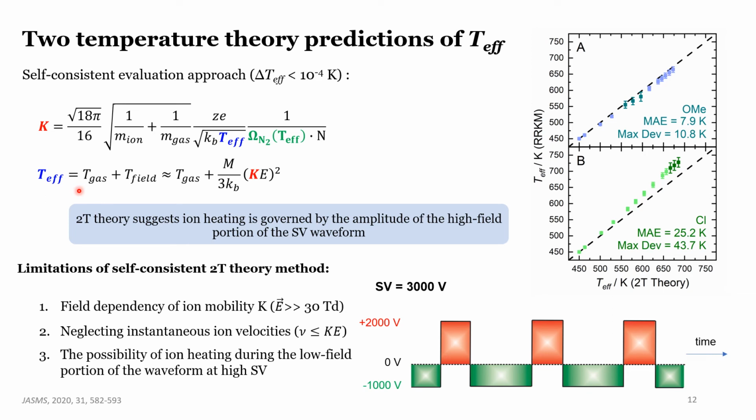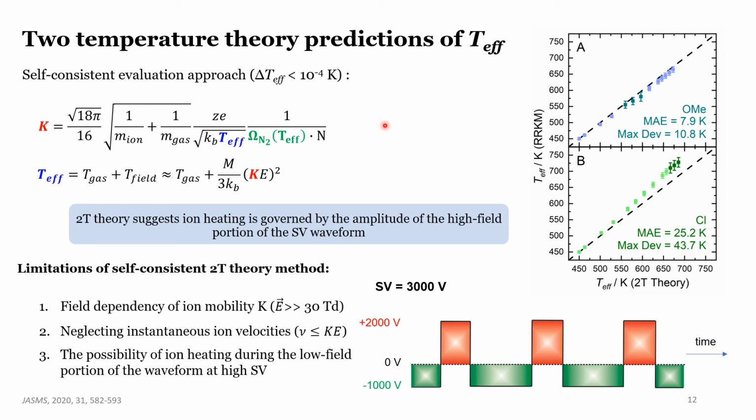This new effective temperature is then used to re-evaluate K using the Mason-Champ relation, which is then subbed back into the two-temperature theory expression to obtain a new effective temperature at that particular field strength. This process is completed iteratively until effective temperatures agree between iterations to 10 to the negative 4 Kelvin. It should be noted that due to the asymmetric nature of the waveform and the fact that each benzylpyridinium ion will undergo over 20,000 SV duty cycles, the effective temperature observed will reflect the amplitude of the high field portion of the waveform, as I mentioned previously.